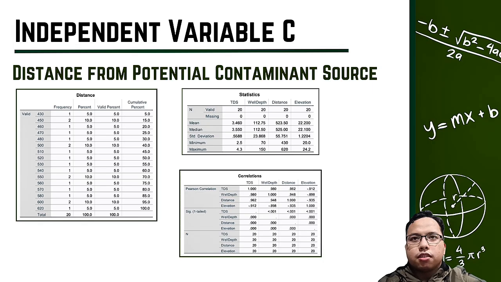with an average distance of 523.5 meters. The Pearson correlation analysis shows a strong positive relationship between distance and TDS, with a correlation coefficient of 0.962. This indicates that changes in the distance from a contaminant source are closely associated with changes in TDS level. Therefore, distance from the potential contaminant source is an important variable in the study, as it helps us better understand the factors that influence groundwater quality and contribute to the prediction of TDS concentration in the aquifer system.